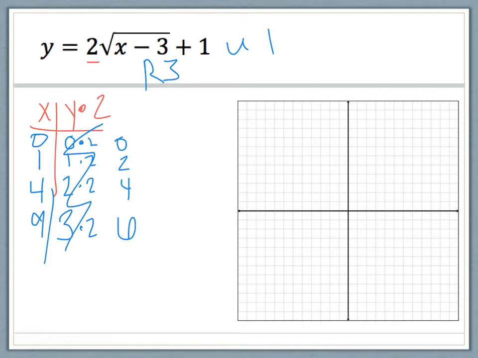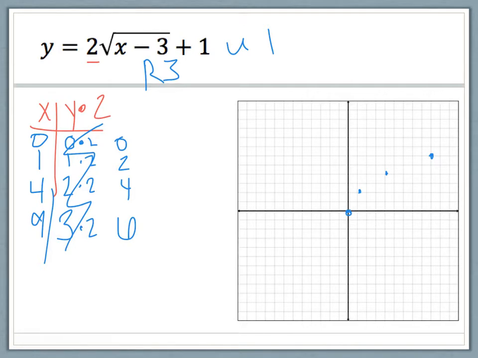So first one is 0, 0. Second one is 1, 2. Next one is 4, 4. Last one is 9, 6. Okay, those are our points.